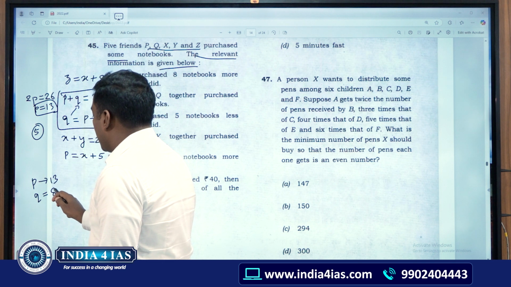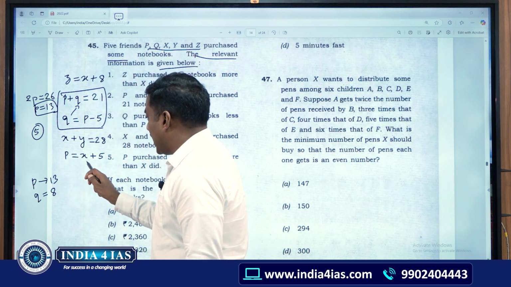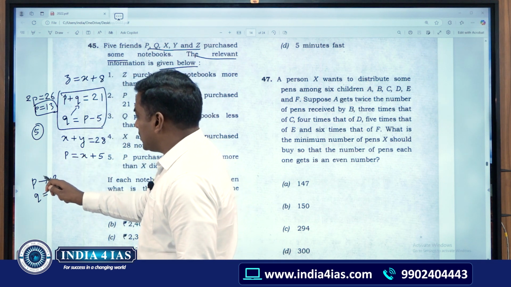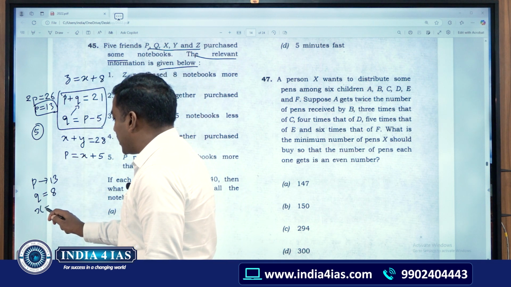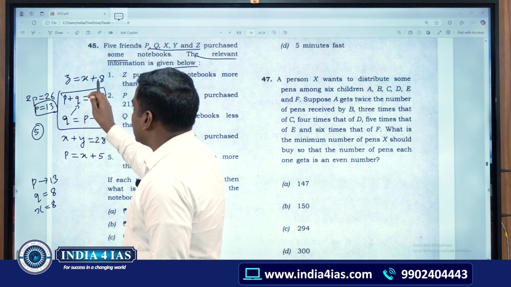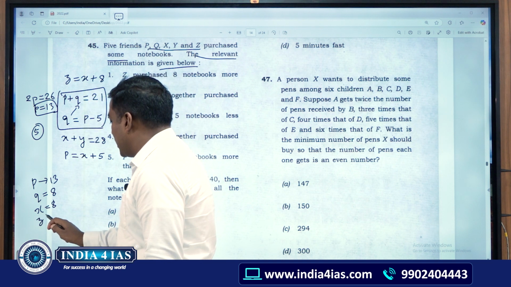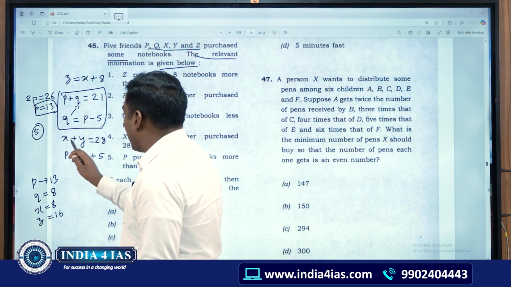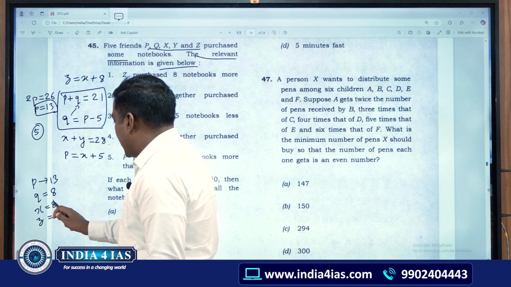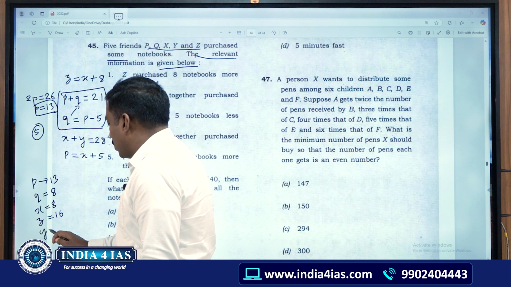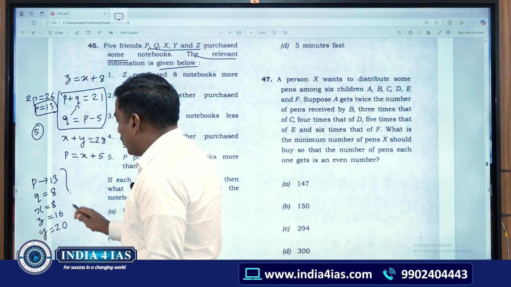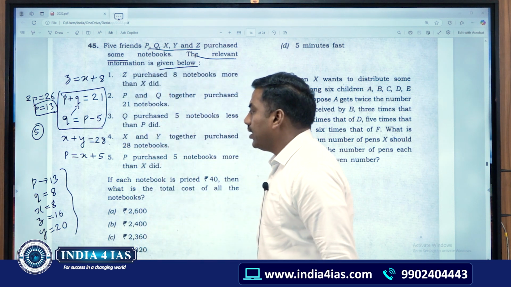So straight away we have X plus 5 is equal to P, but P is equal to 13. So X is equal to 8. So Z is equal to X plus 8, so Z is equal to 16. Then X plus Y is equal to 28. X is already 8, so Y is equal to 20. This is what we have, all the values we have.